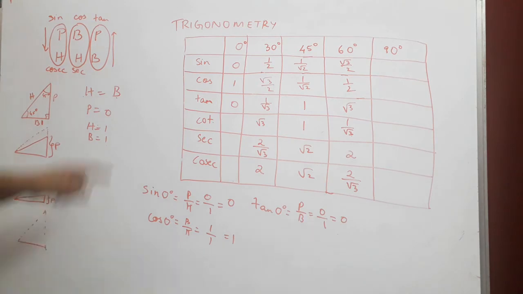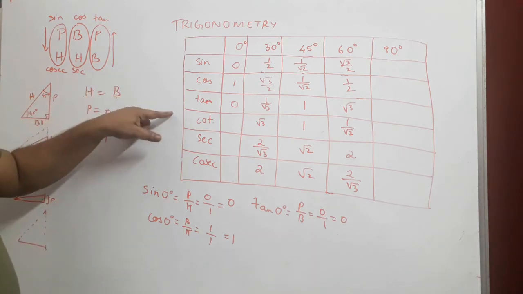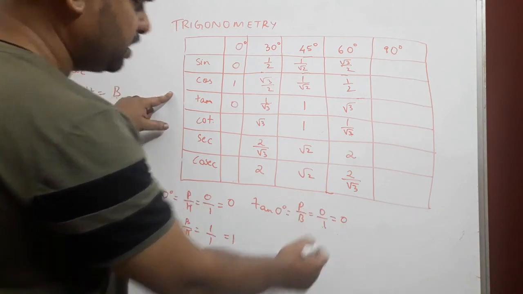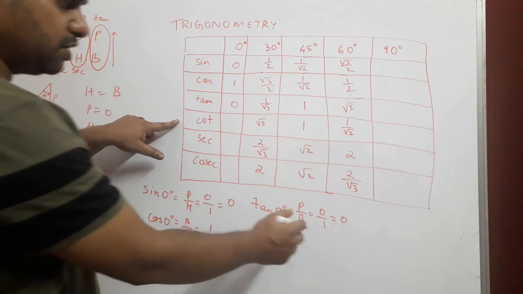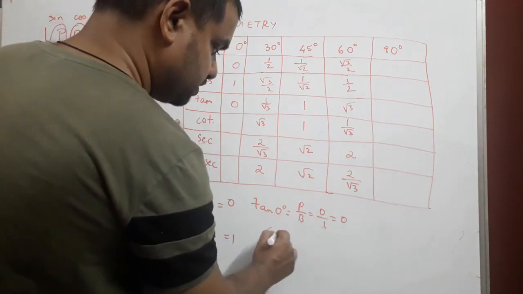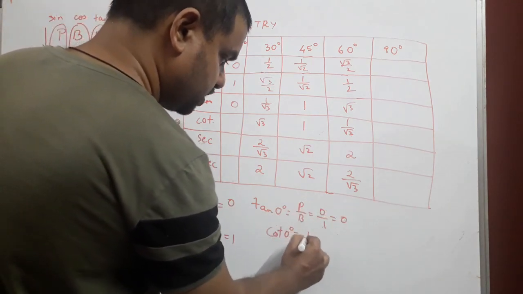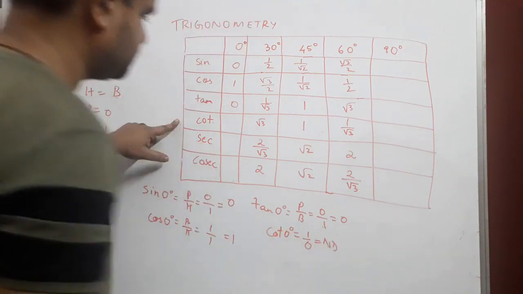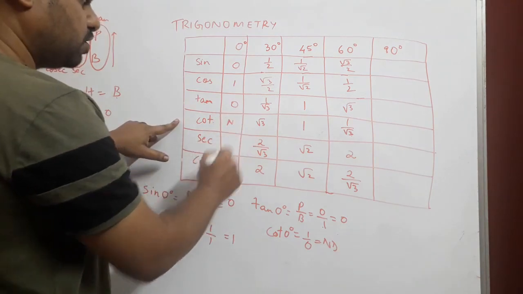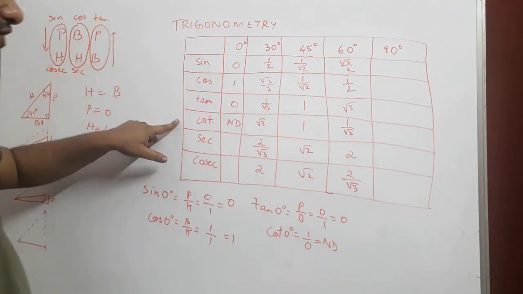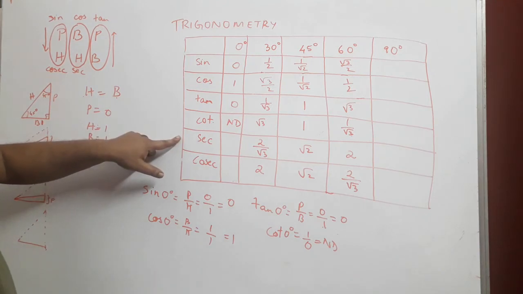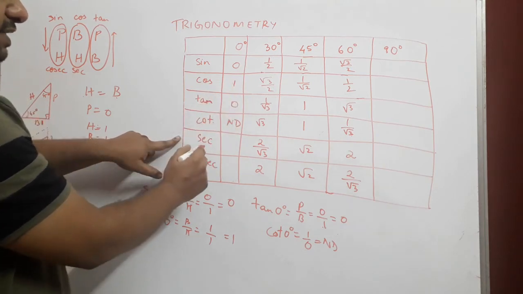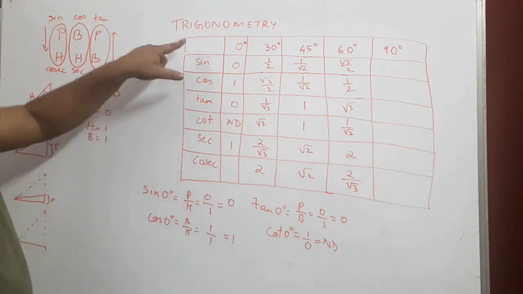Now we need to find out cot, sec and cosec. We have said cot is the opposite of tan. If tan 0 degrees is 0 upon 1, that means cot has to be the reciprocal of it. That means 1 upon 0. But cot of 0 degrees, which is 1 upon 0, has no value. We call it not defined and we just write it as ND. So we write cot of 0 as not defined. What is sec of 0? Sec of 0 is the opposite of cos. Cos is 1, which means it is 1 upon 1. Hence sec also has got to be 1. So sec of 0 degrees is also 1.